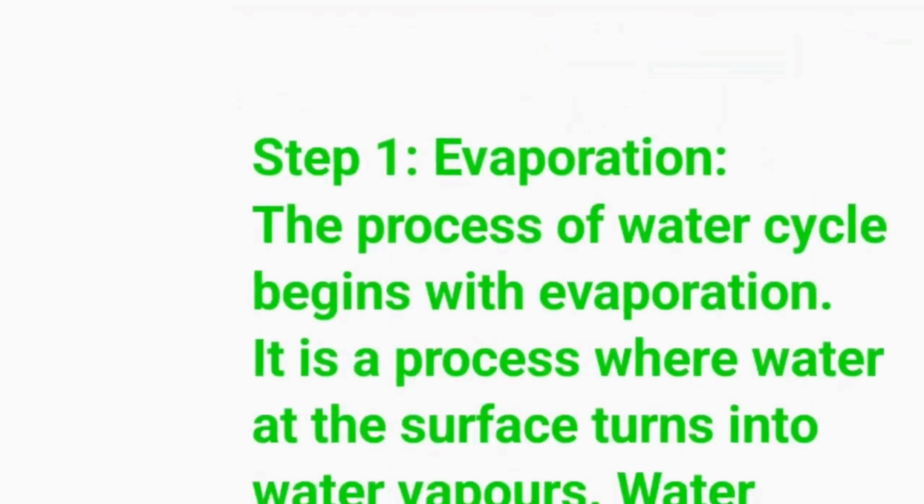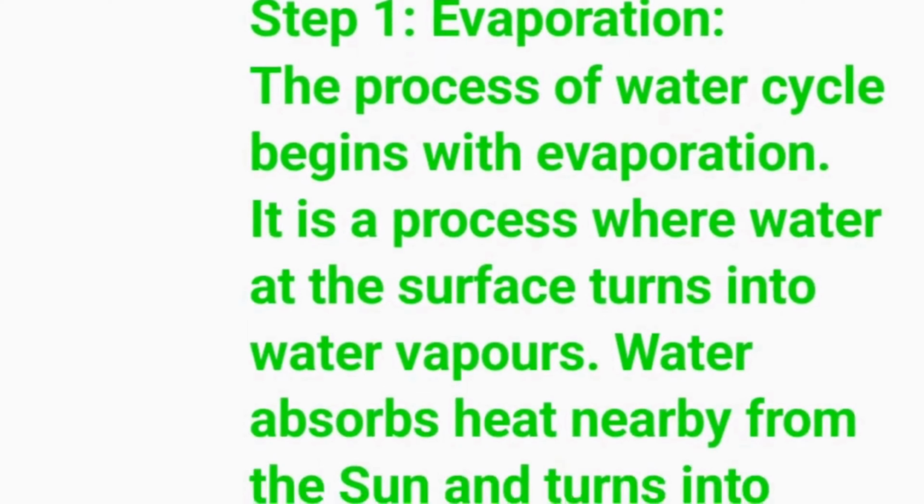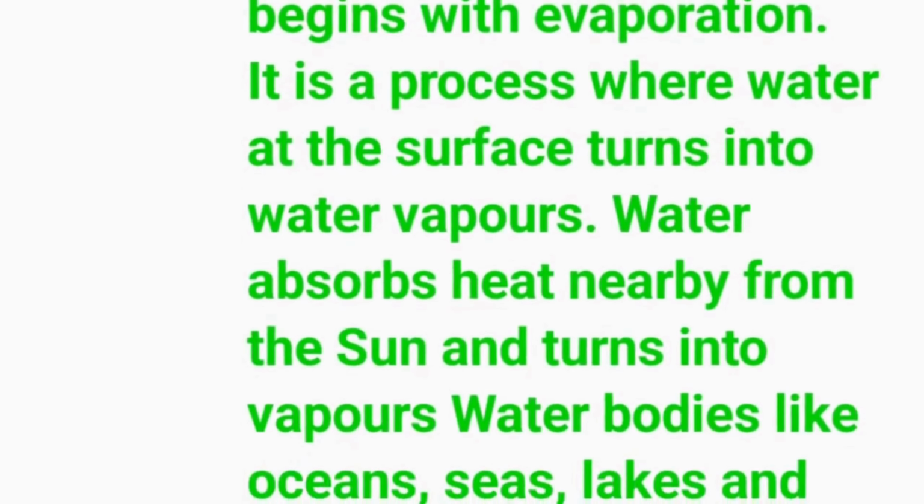Step 1. Evaporation. The process of water cycle begins with evaporation. It is a process where water at the surface turns into water vapors. Water absorbs heat nearby from the sun and turns into vapors. Water bodies like oceans, seas, lakes and rivers, etc. are the main sources of evaporation.